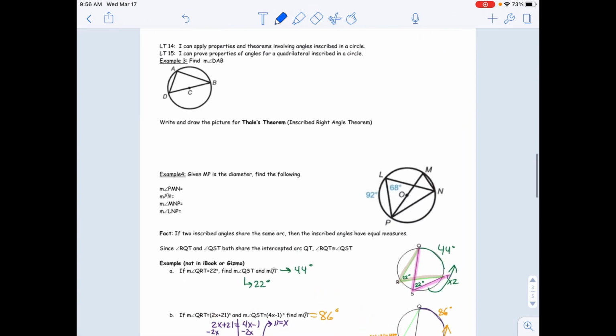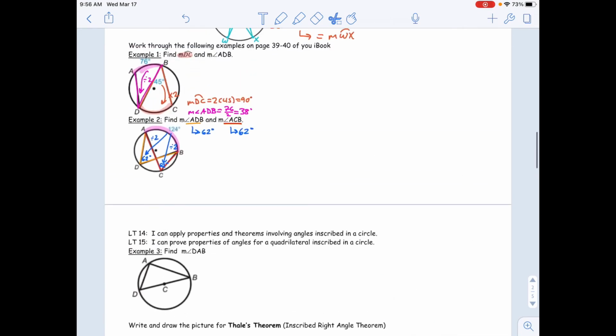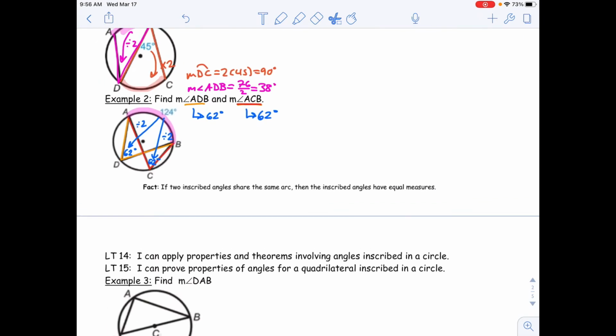And it's even this fact right here, so let's go ahead and move this fact up here. Copy, paste. If 2 inscribed angles, in this case angle ADB and angle ACB, share the same arc, which was this arc AB, then they have equal measures, which we saw were both 62 degrees. That's pretty neat.